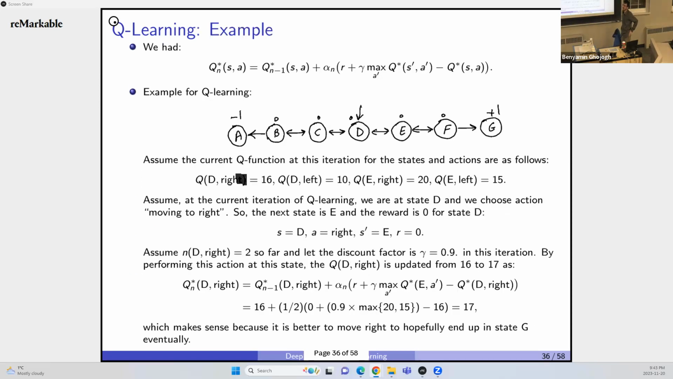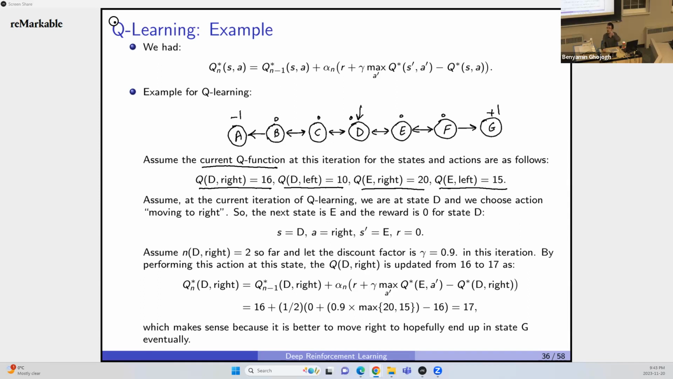This is a good example of Q learning, and by this, I think you will get a lot excited. So consider this random walk game that we had. Now, you tell me. Assume that the current Q function, in this iteration of Q learning, is such that I'm in a state D. At this specific iteration, these are my Q values.